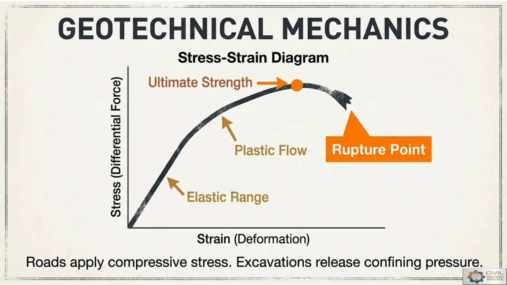So roads apply compressive stresses, and excavations release confining pressure. So structural geological features are the most important point for the same. Geological structures such as faults, folds, joints and fractures affect highway stability. Fault zones contain weak material that may cause settlement and structural instability. Jointed rock masses increase the risk of rockfalls in hilly roads or cut slope regions. Engineering geological mapping helps avoid structural weak zones during alignment planning, based on that stress-strain diagram.